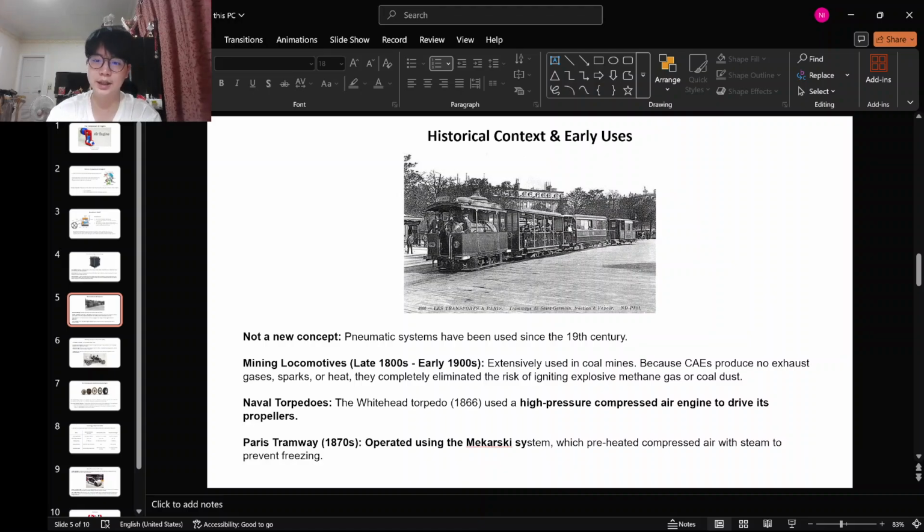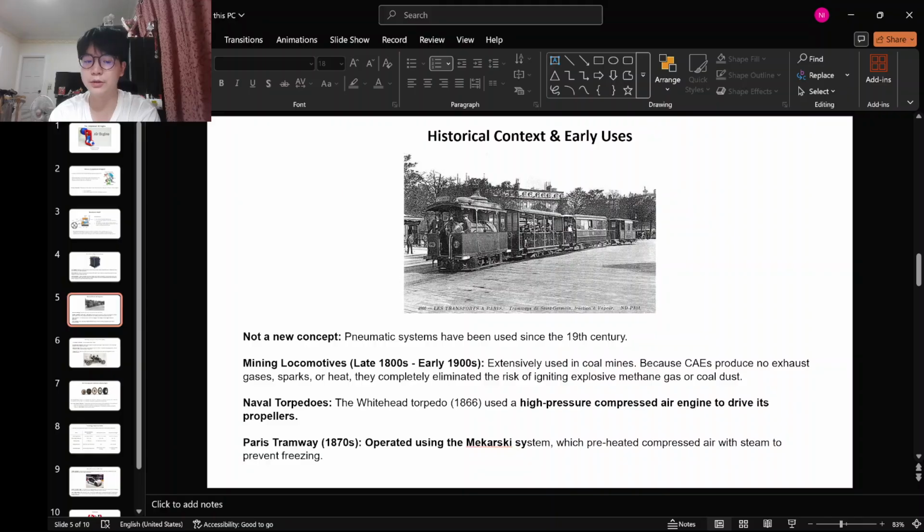Historical context and early uses. This is not a new concept. The pneumatic system has been used since the 19th century. For example, mining locomotives from the late 1800s to early 1900s were extensively used in coal mines. Because CAEs produce no exhaust gases, sparks, or heat, they completely eliminated the risk of igniting explosive methane gas or coal dust.